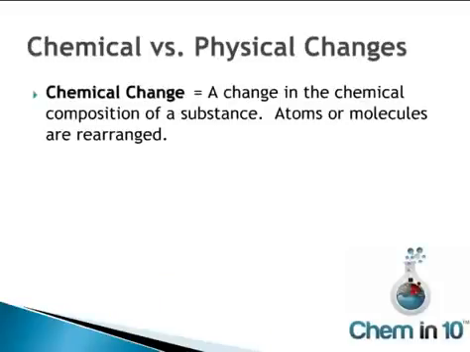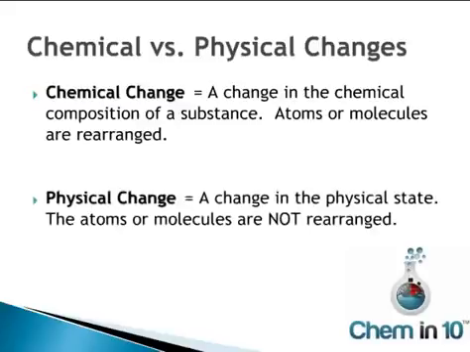Chemical versus physical changes. A chemical change is a change in the chemical composition of a substance. Atoms or molecules are rearranged. A physical change is a change in the physical state. The atoms or molecules are not rearranged.